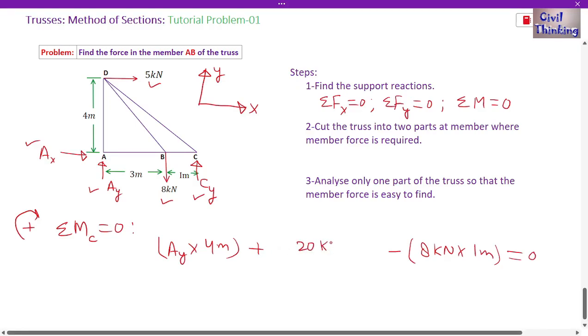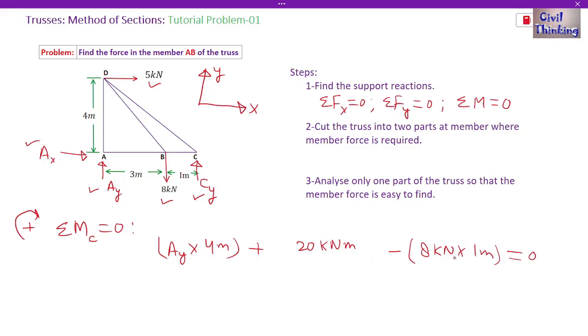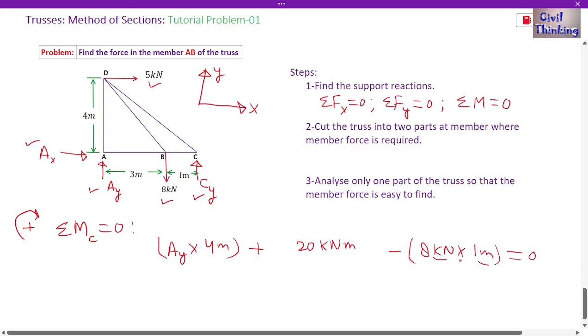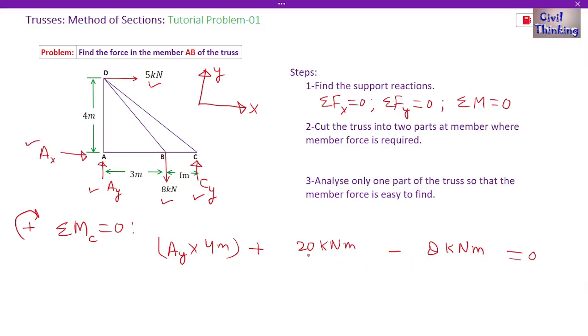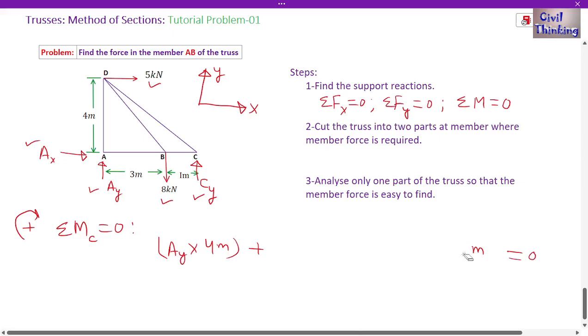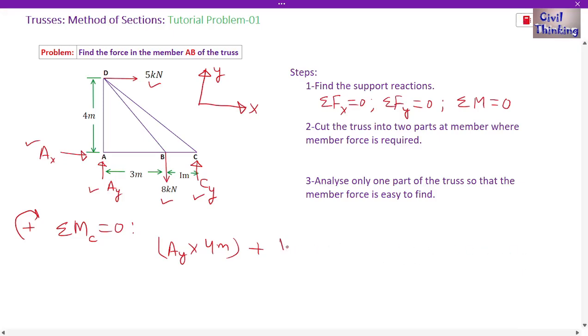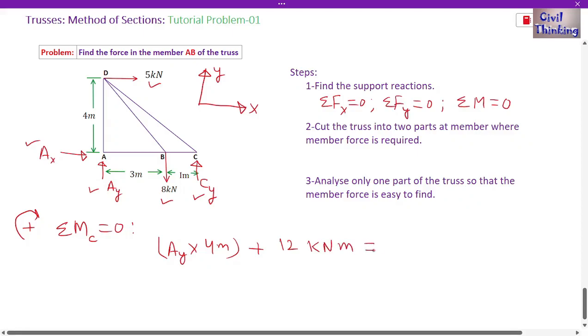20 kilonewton meter. Similarly, this is 8 multiplied by 1 is 8 kilonewton meter. So all of this is 8 kilonewton meter. Now 20 minus 8 is how much? 20 minus 8 is 12. So all of it is going to be 12 kilonewton meter is equal to 0.